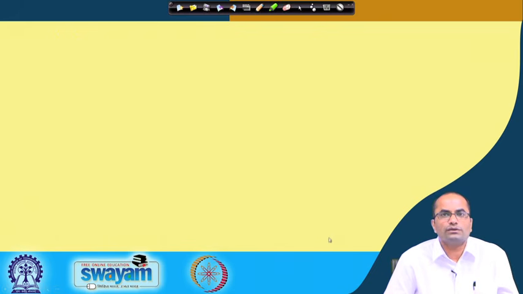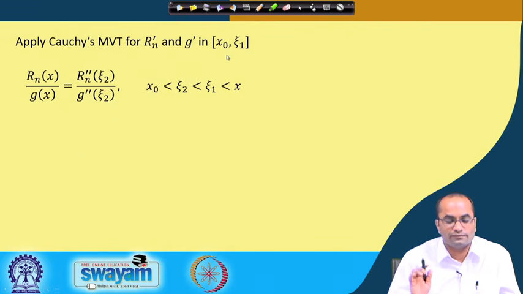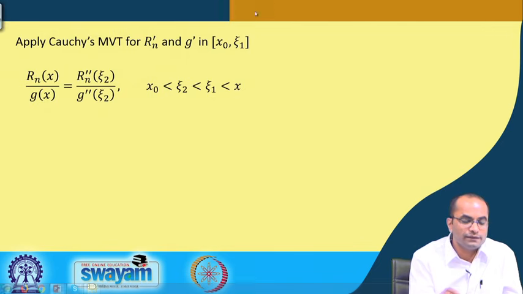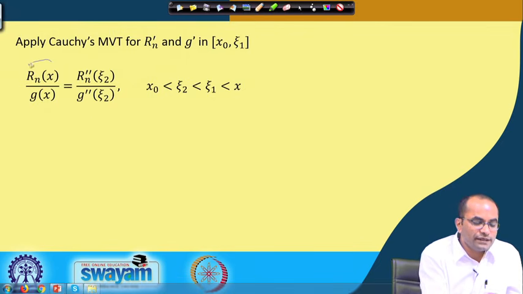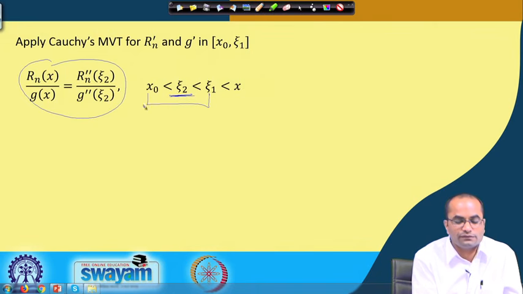We can continue this process. Further, we apply again the Cauchy mean value theorem for the derivatives, R_n derivative and g derivative, in the interval x_0 and xi_1. So what will we get? Because these first derivatives are also 0, we simply get this result that R_n(x) divided by g(x) is equal to the double derivative of R_n over the double derivative of g, at some point in between this interval which we have considered, from x_0 to xi_1.